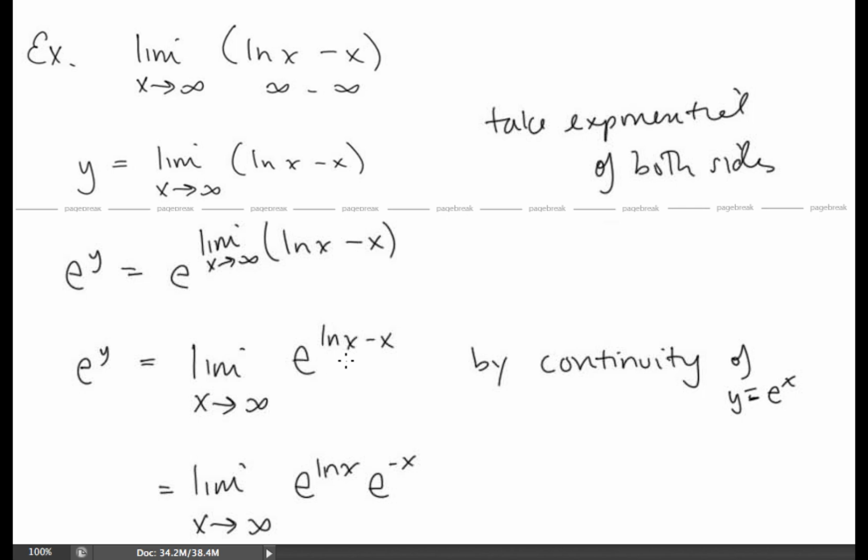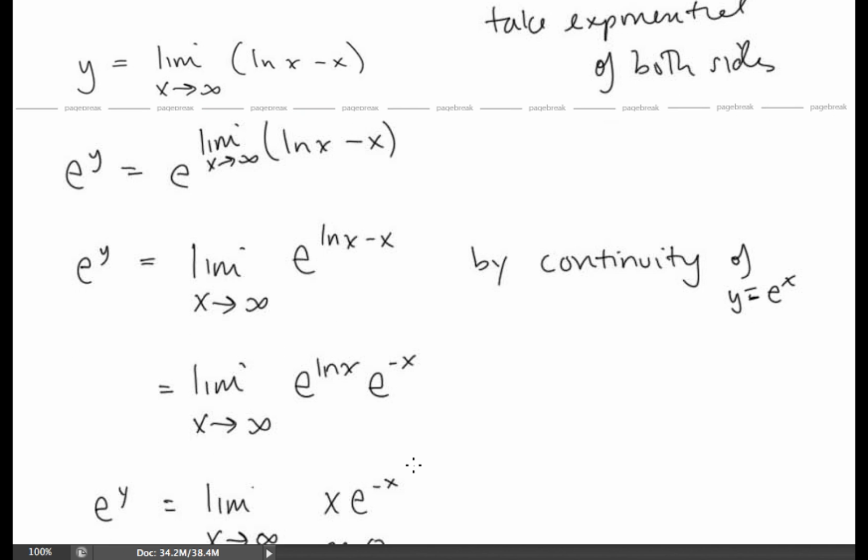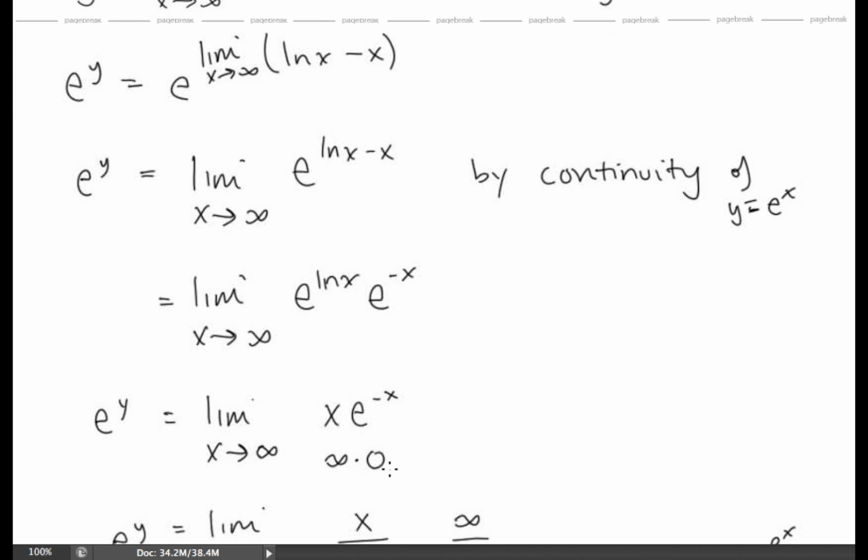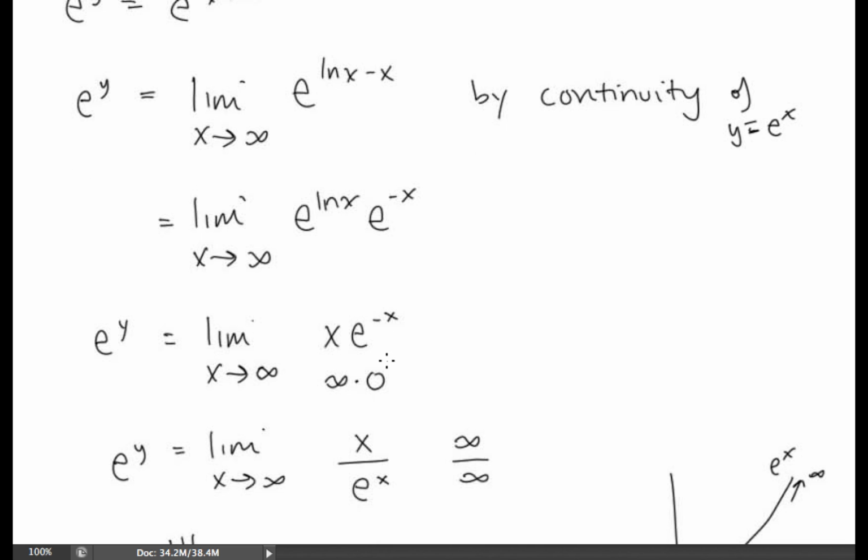So now we're here, and notice this infinity minus infinity now becomes a product here because we can write this as e to the ln x multiplied by e to the negative x. And so now we're looking for limit as x goes to infinity of this product. Well, we know that e to the ln x simplifies to x. And so here we have infinity times 0. We've seen this kind of thing. We want to write it either as infinity over infinity or as 0 over 0 so that we can use L'Hopital's rule. In this case, I think it's easiest to work on the e to the negative x and write that as e to the x in our denominator.